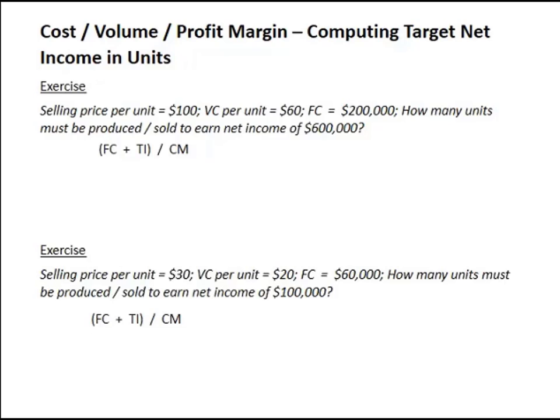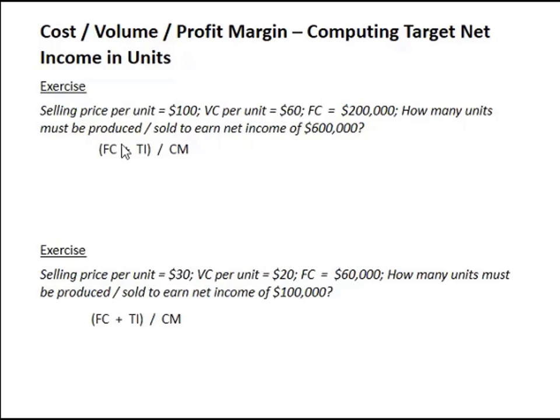In our class, we had just gone over a formula on how to compute target net income in the number of units it would take to achieve that target net income. We also went over an example, plus we did a proof showing you that the formula that I provided you works. Now let's try a couple of exercises regarding how we compute the number of units necessary to arrive at a target net income.